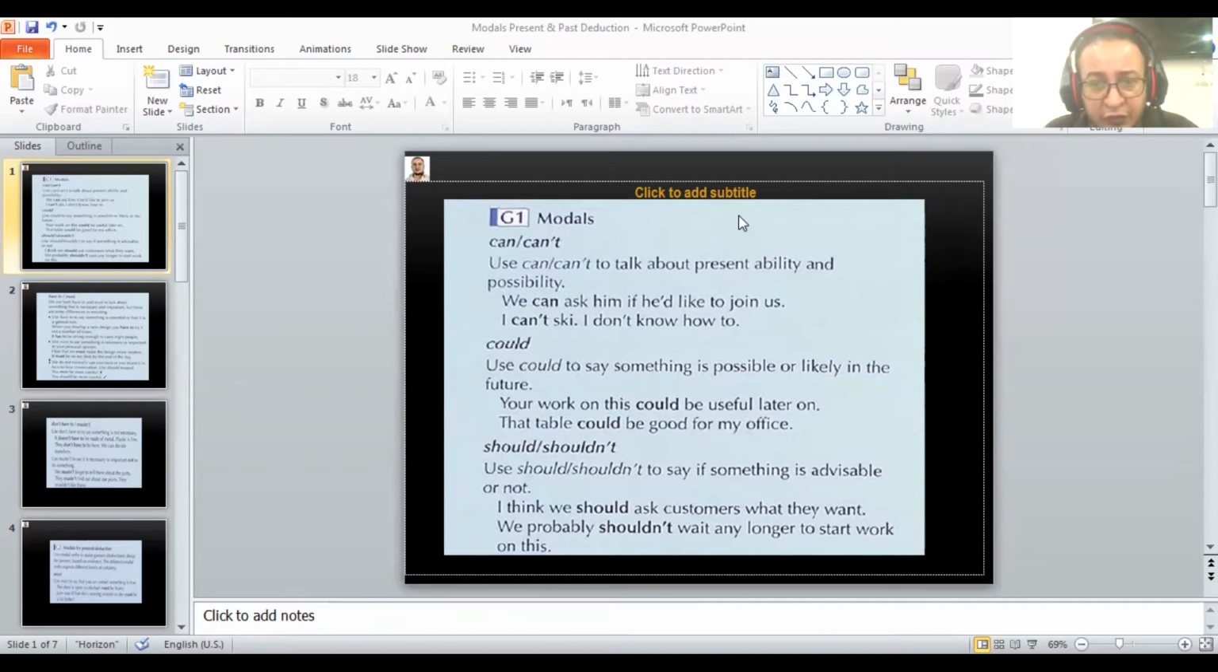Could. Use could to say something is possible or likely in the future. Your work on this could be useful later on. That table could be good for my office.